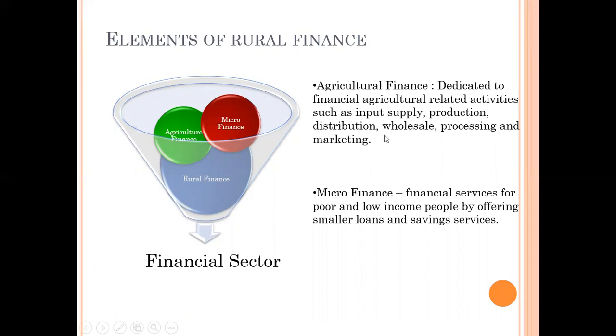So for all these activities, whichever the credit you are taking, or for these activities if you are taking some kind of support or insurance you are taking, it will come under your agriculture finance. Second one is your microfinancing. So financing services for poor and low income people by offering smaller loans and saving services. Okay, so small loans, very small amount of loan comes under microfinancing.